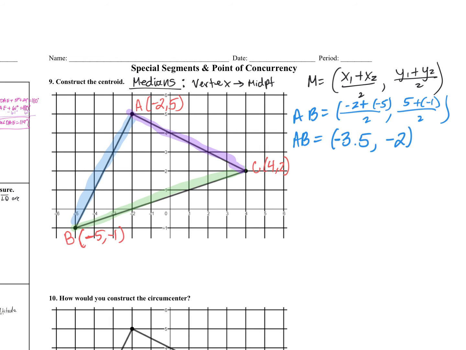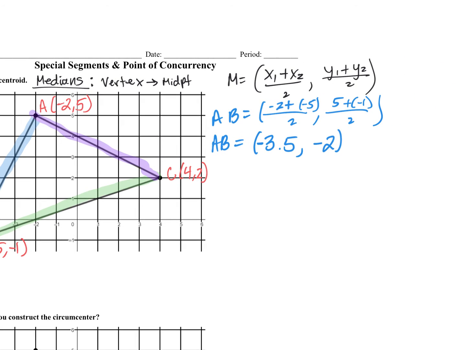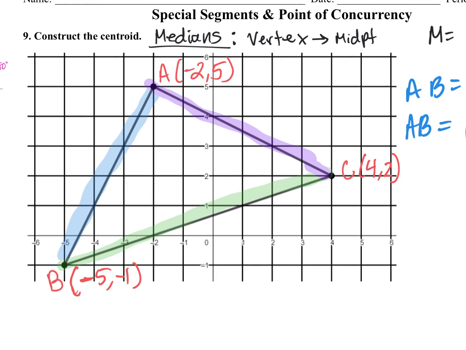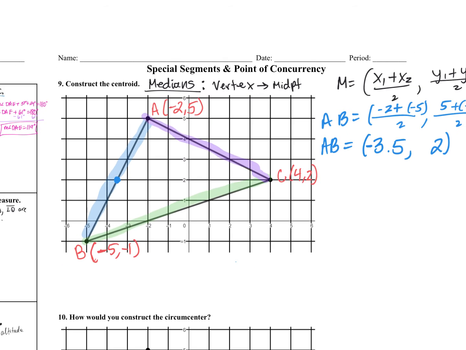So the midpoint of AB is -3.5, 2. Or +2, excuse me, it is +2 since it's a +5, +2. So -3.5, +2, that's the midpoint of AB. Now let's find the midpoint of AC.